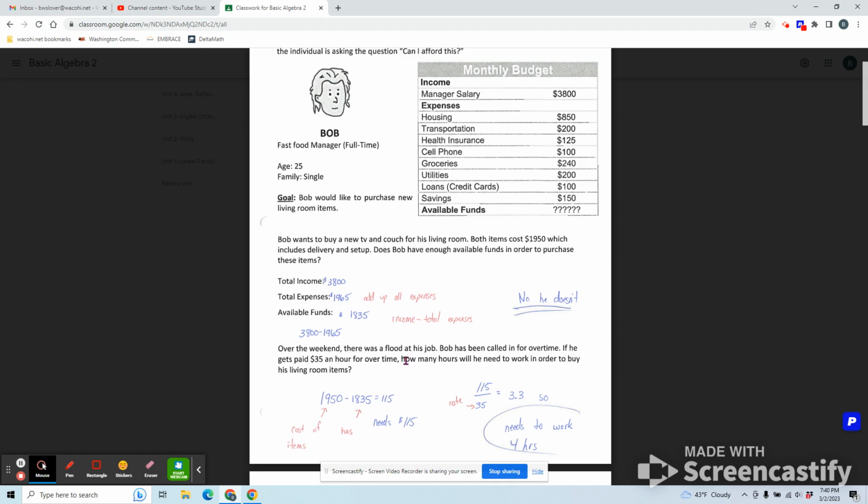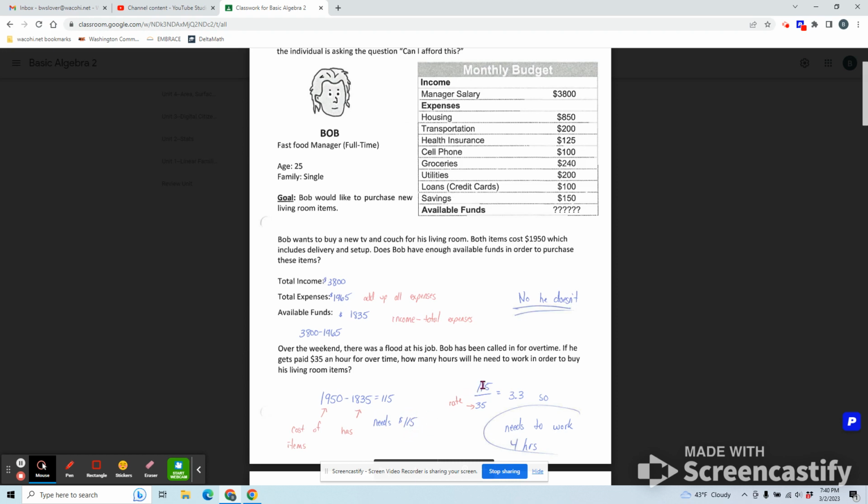However, over the weekend there was a flood at his job and Bob's been called in to work some overtime. He got paid $35 an hour. How many hours will he need to work in order to buy his living room items? So the cost of his living room items are $1,950. He currently has $1,835, so he needs $115.